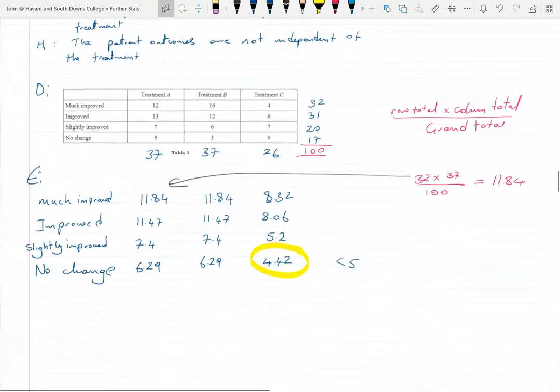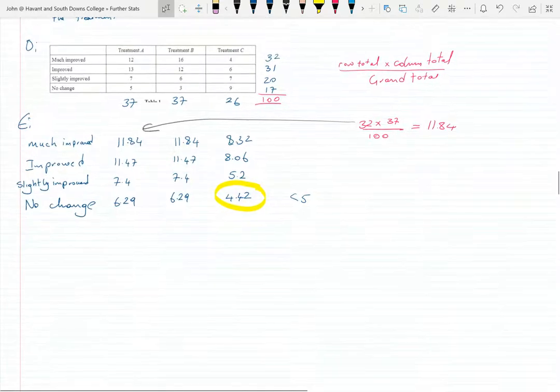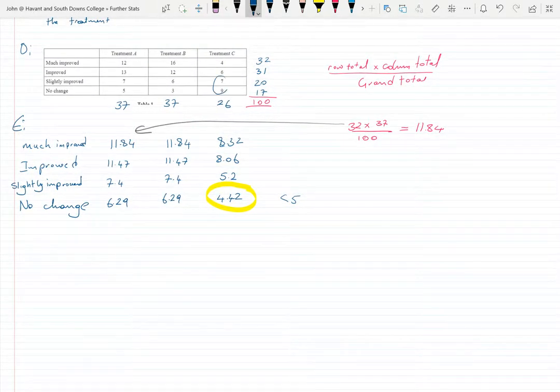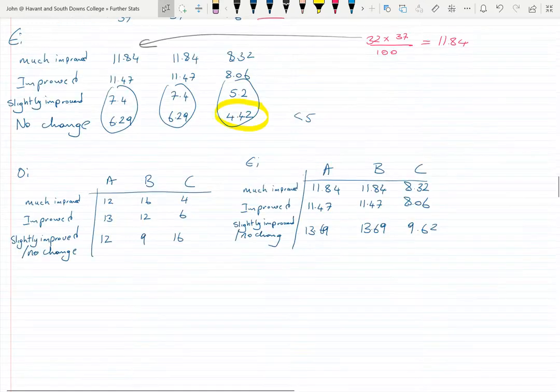So what we need to do is produce two new tables, one with the combination of these two cells, and also combining the expected frequencies. So I'll just write those up now as well. So here are the two tables after combining, and notice now we don't have any expected frequencies less than 5. So we're good to go with our test statistic.